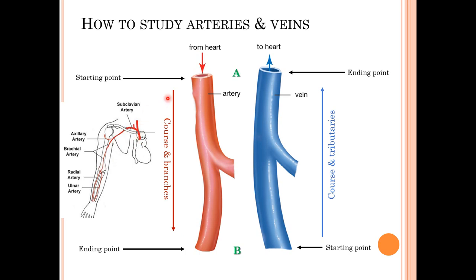So every artery will have a starting point. Suppose we take this axillary artery. It starts from here, from the level of this bone, to here, to the level of this bone. And it has an ending point. Between these two points, it has to run in a certain direction. This direction we call the course. So if I come to this artery, I say this artery begins at point A and it ends at point B.